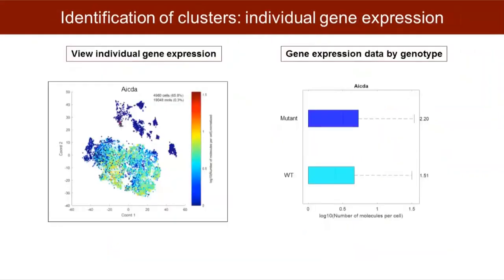And the third and actually very easy way to identify clusters is by displaying individual gene expression. We can look at the expression of known hallmark genes, as I showed before for CD19 and CD4, or in this example for AICDA, a germinal center hallmark gene. In all this expression analysis that I showed, we can look at the gene expression by genotype to compare wild type versus mutant TCH2.